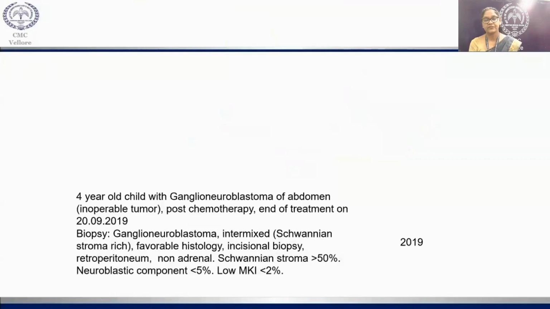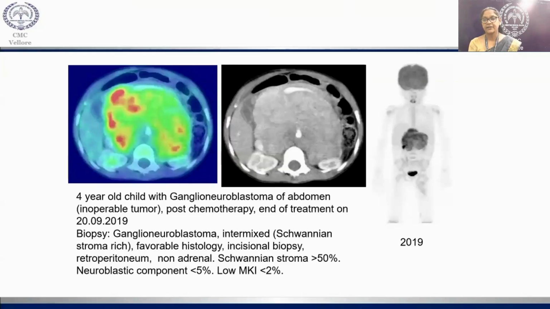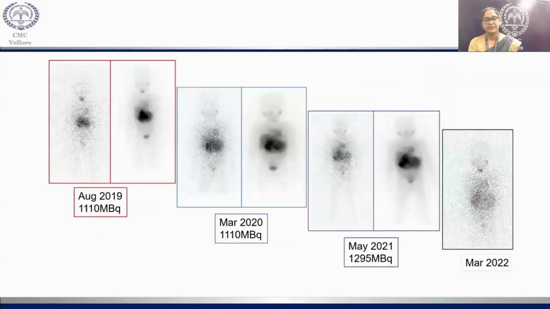Another child was a 4-year-old with ganglioneuroblastoma of the abdomen and received chemotherapy. This child also underwent an FDG PET. Now, why do I talk about FDG PET when we are talking about MIBG? I'll come to it. This child showed a huge retroperitoneal mass. And on MIBG, we saw that there was an MIBG avid mass in the abdomen. She received 3 treatments again, and her last follow-up diagnostic scan was in March 2022. You can see that the intensity of the lesion has significantly reduced, and this child also is doing well, with the last follow-up being April 2025.